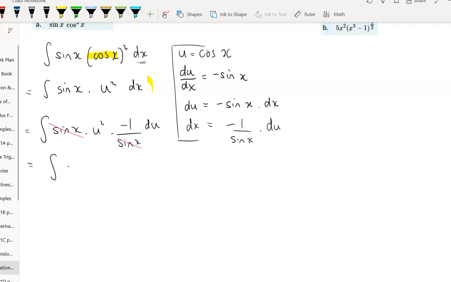And so we're left with the integral of u squared, and there's a negative sign there. So I'm just going to take it out the front because it's like minus 1, so I can take constants out the front, times du.